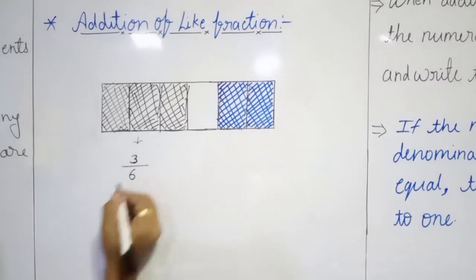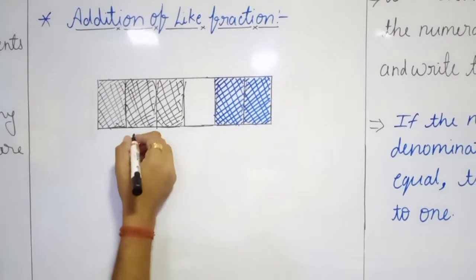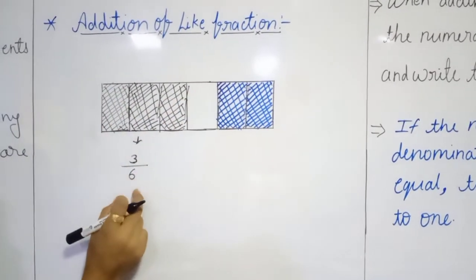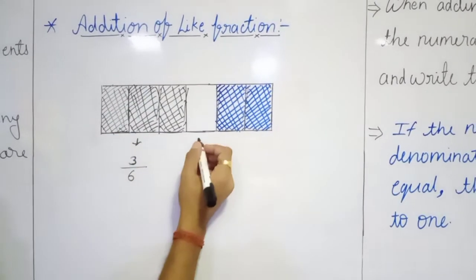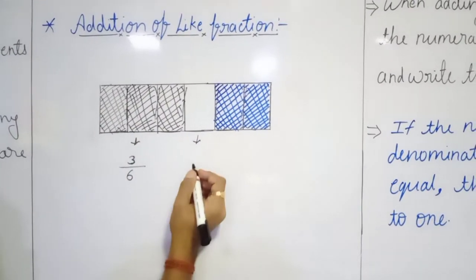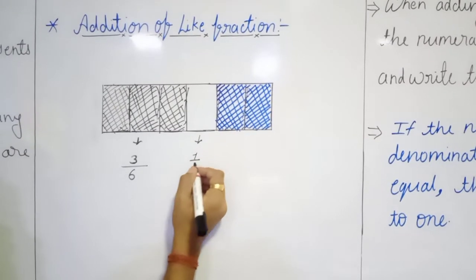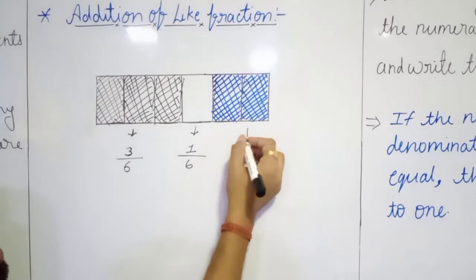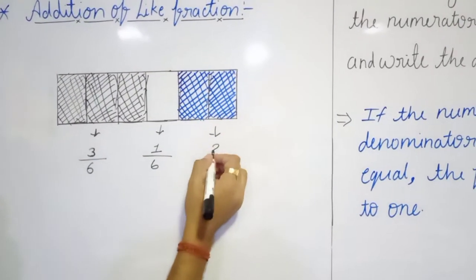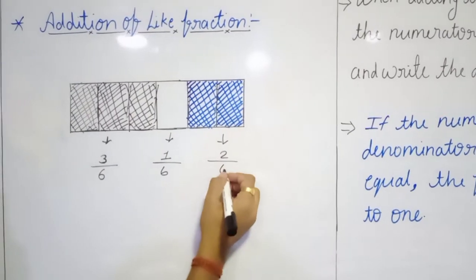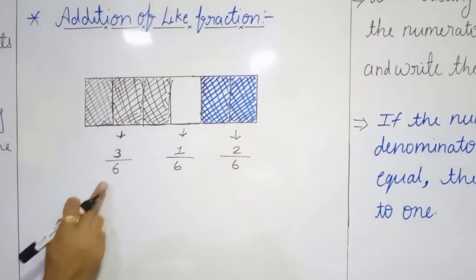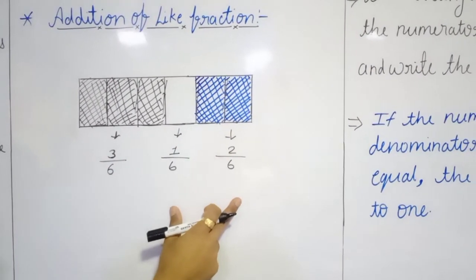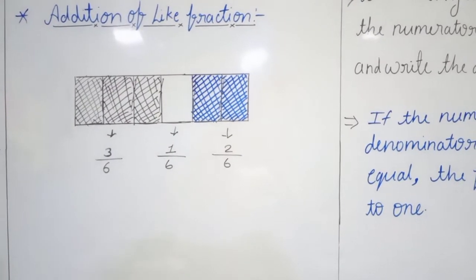So 3 upon 6. Whenever we write a fraction, in the numerator we write the part of the whole and in the denominator the whole. For the white part, it will become 1 upon the total, which is 6. For the blue one, 2 parts are shaded by blue color and the total is 6. Now that we know all the fractions of the 3 colors, how are we going to do the addition between these 3 fractions?